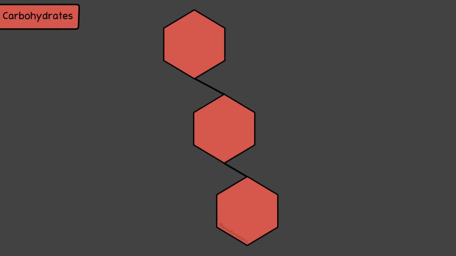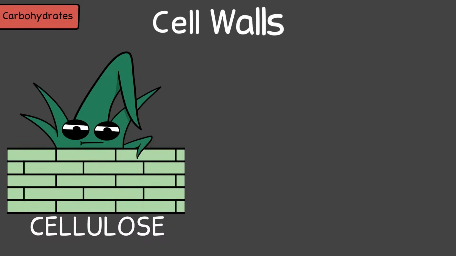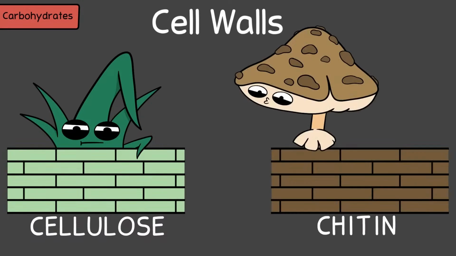So, how are carbohydrates important to an organism and the structure and function of its cells? Well, plants have cell walls of carbohydrates, specifically a large one known as cellulose. Fungi have cell walls of carbohydrates too, specifically one known as chitin.